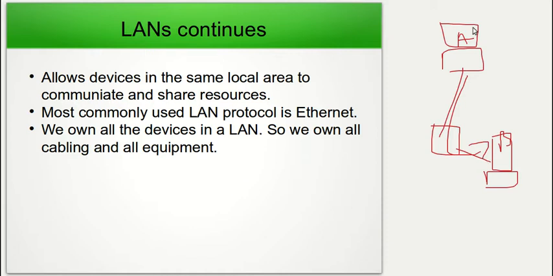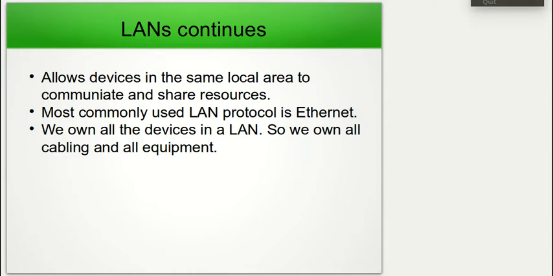So we own all the PCs, we own all the printers, all the laptops, we own all the switches, we own all the routers, and because we own them, it's up to us to make sure that they're working. It's up to us to do any config or to configure any features on the devices that our clients and our employees need. And it's up to us to ensure that they're working smoothly and the devices in a local area network have connectivity with each other.